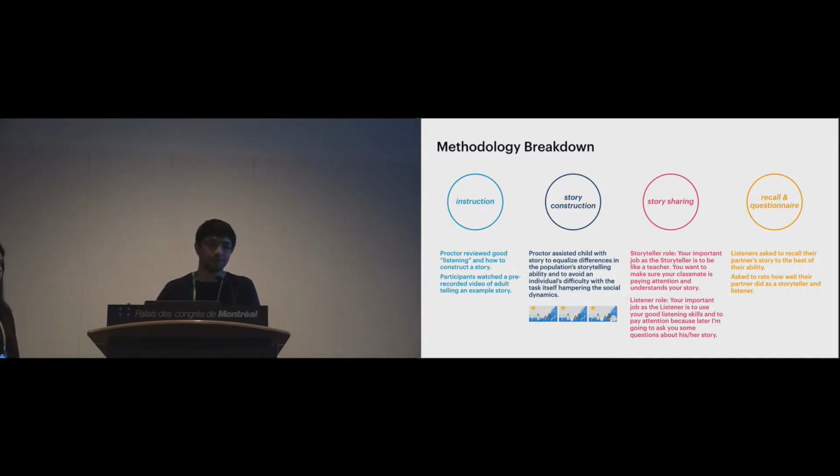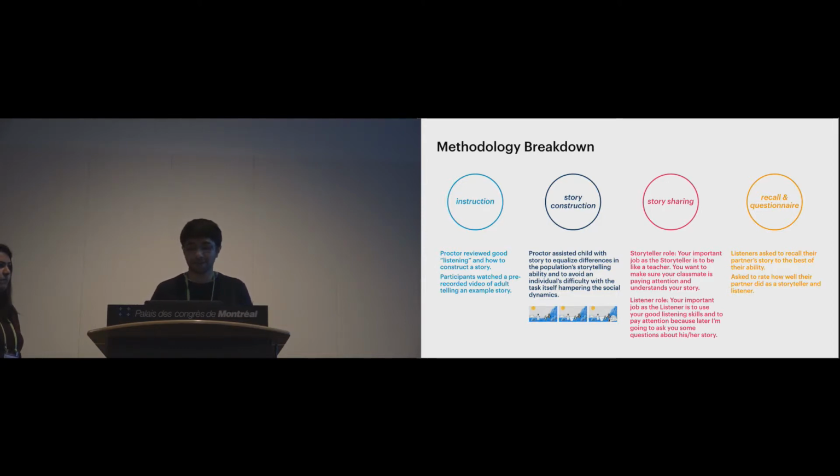The proctor took the storyteller in a one-on-one session, formed the story with the child, discussed the characters that should be there, the progression of the story, and so on and so forth. So the child was ready to tell the story. The next phase was the story sharing phase, in which, as a storyteller, a kid was asked to make sure that their partner was paying attention to them, they were understanding them, and as a listener, a child was asked to pay attention to the storyteller because he would be asked to recall the story in a later phase.